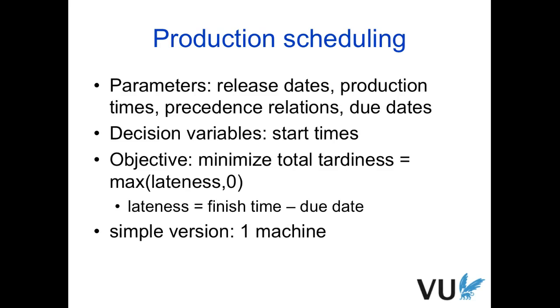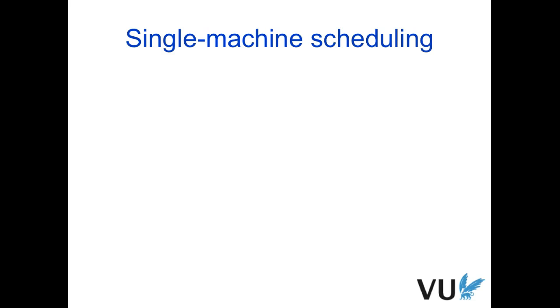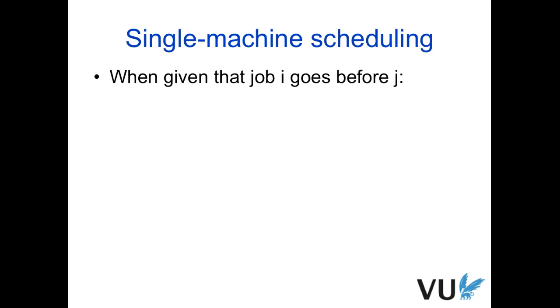And we start with this very simple version of one machine, so you have a number of jobs, release dates, production times, due dates, and in which order should we put them on the machine. So this is called single machine scheduling, and a large part of the literature is devoted to these types of problems.